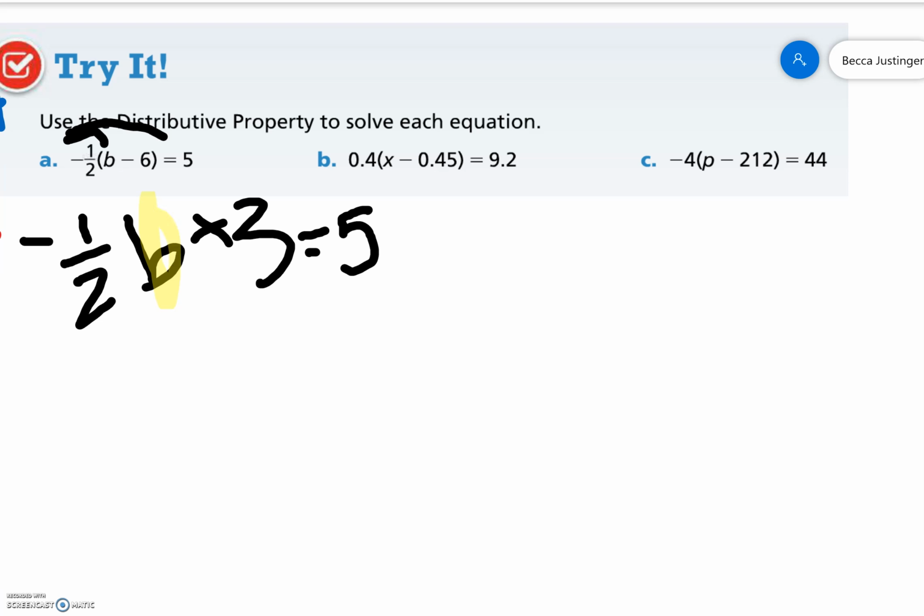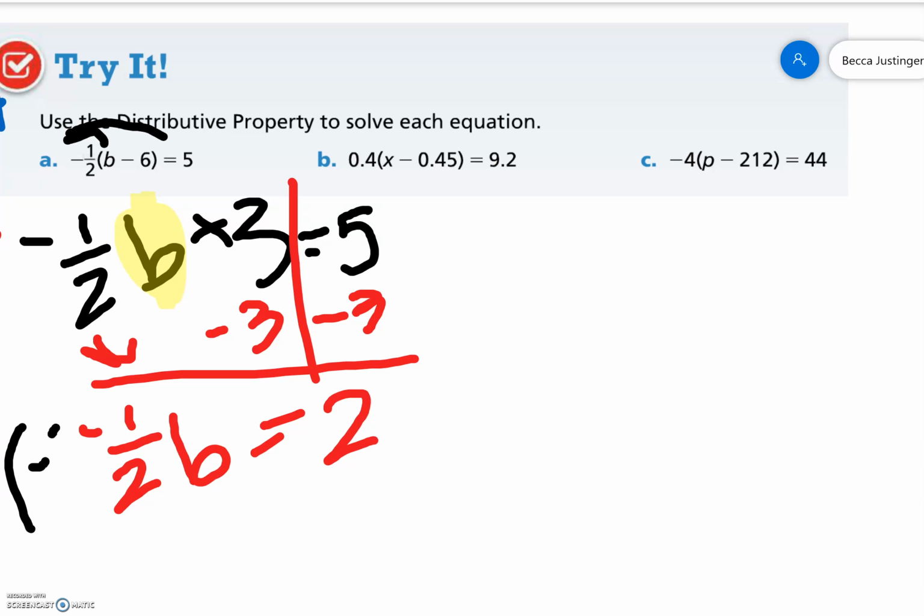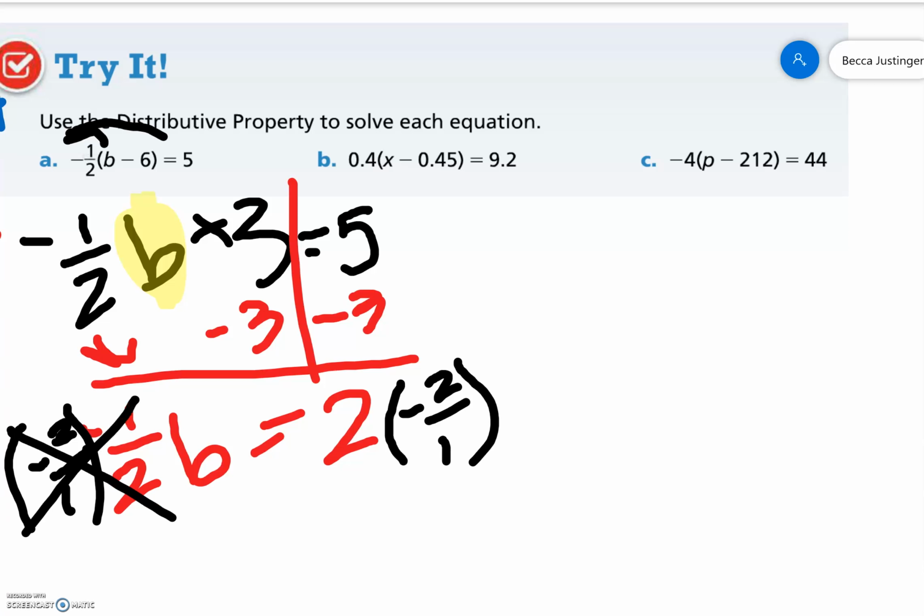Trying to solve for B, can we get rid of the 1/2 first? Nope. We have to subtract 3 from both sides of the equation. So we bring down the -1/2 B equals 2. Now we can divide by -1/2, or we can keep change flip and multiply by -2/1. Whatever you do to one side, you have to do to the other. These cross cancel. B equals, I can put this 2/1. Positive 2 times -2 is -4, and that would be over 1.